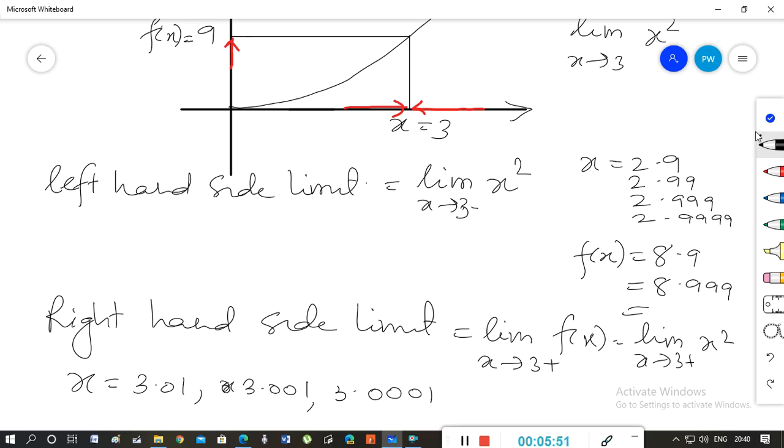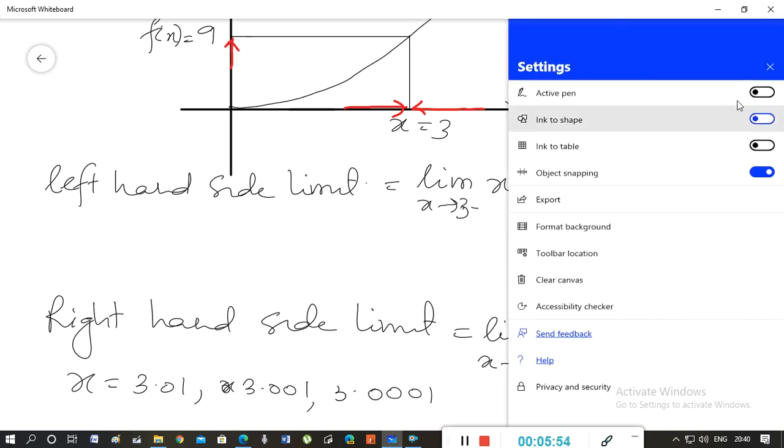3.0001. Time has come to move the board, but see, you'll like this facility. It's the good one.